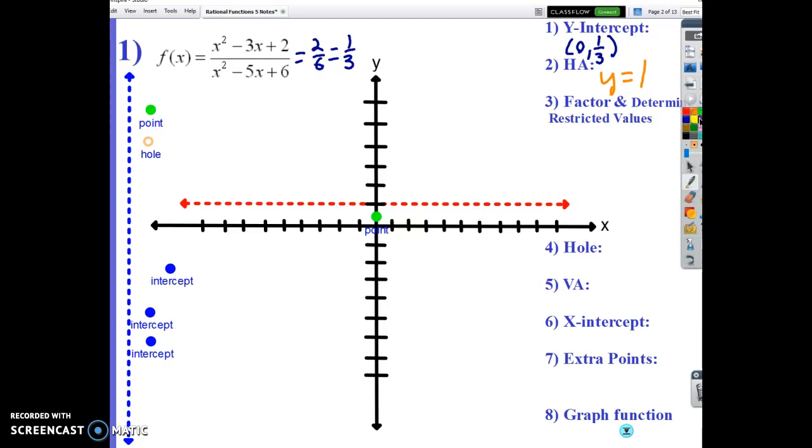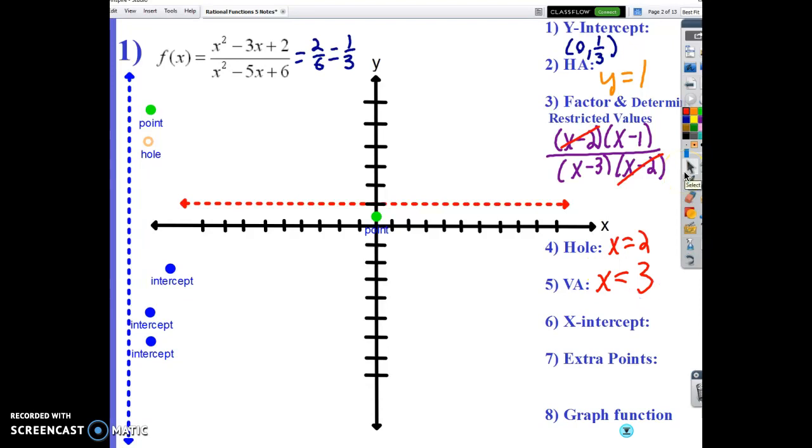Now we need to factor to determine the restricted values. So if I factor the top, I'm going to get x minus 2 multiplied by x minus 1 all over x minus 3 multiplied by x minus 2. We can see that the x minus 2's will cancel out, so therefore we'll have a hole at x equals 2. But we can see that we've got that x minus 3 on the bottom still, so that's going to give us a vertical asymptote at x equals 3.